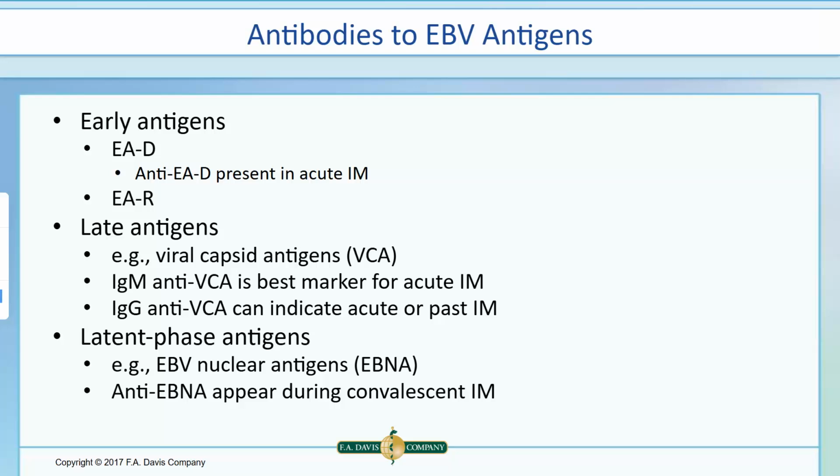Antibodies, so early antigens, EA-D and EA-R. Late antigens, viral capsid antigens, VCA. So IgM anti-VCA is the best marker for an acute IM. IgG anti-VCA can indicate acute or past IM. And then there's latent phase antigens. EBV nuclear antigens and anti-EBNA appear during convalescent IM.